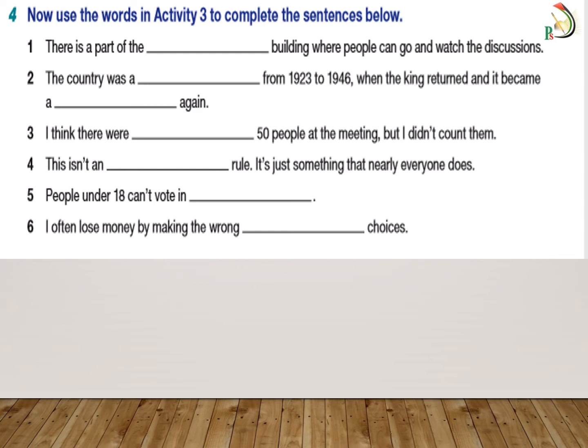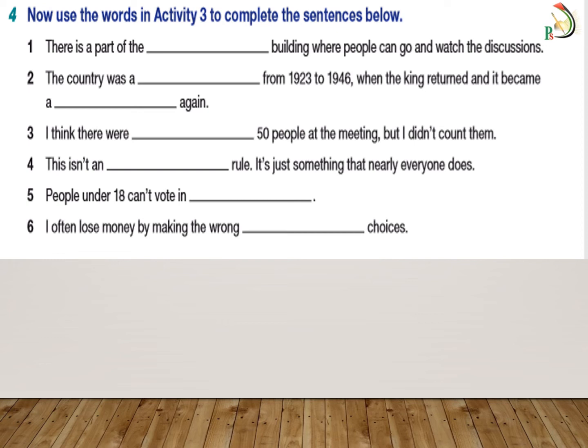Number five, people under 18 can't vote in blank. Number six, I often lose money by making the wrong blank choices. Okay, take 2 minutes to complete these sentences. Okay, my students, now let's check your answers.